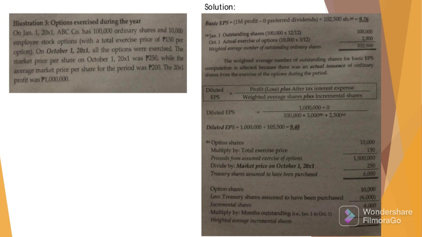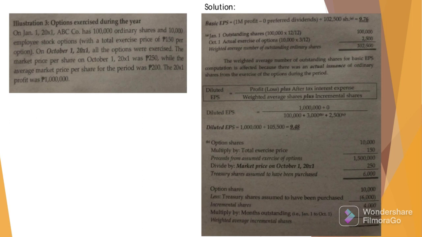Illustration 3. Options exercised during the year. So, ayun yung given na problem. Yung hahanapin ulit yung basic EPS and the diluted EPS. For the basic EPS, 1 million profit minus 0 preferred dividends divided by 102,500 shares equals 9.76.